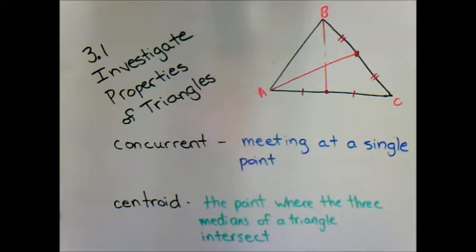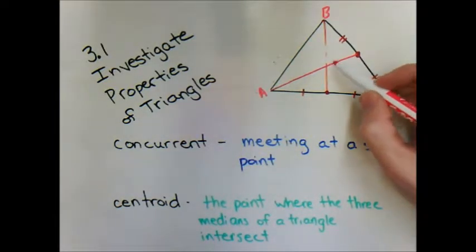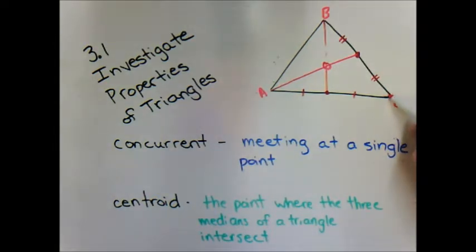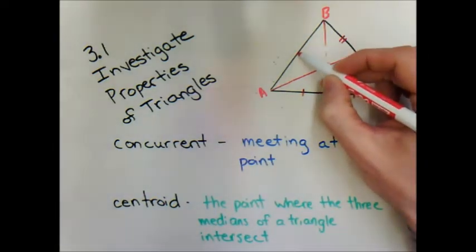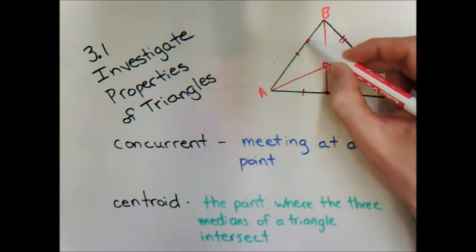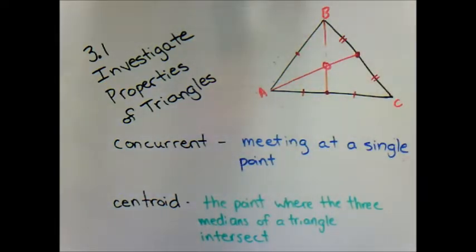So there's two definitions to help get us started with our properties of triangles. Concurrent, meeting at a single point, and centroid, the point where the three medians of a triangle intersect. And you're going to discover that right there, you can already see that third median is going to head right through that point and bisect the line segment AB.